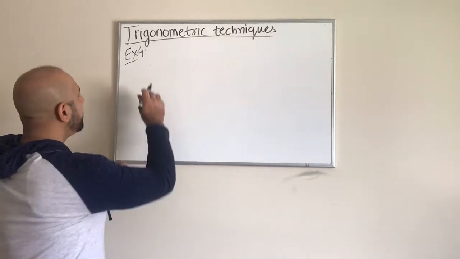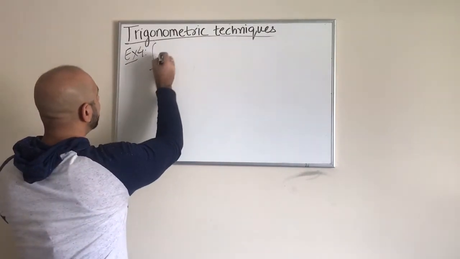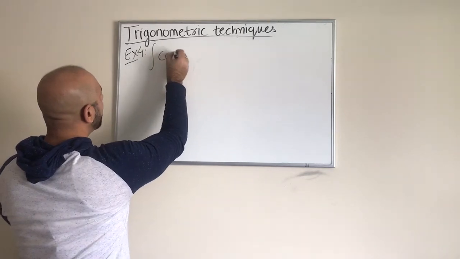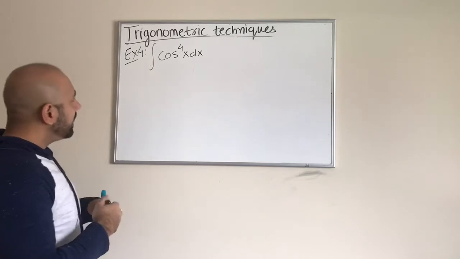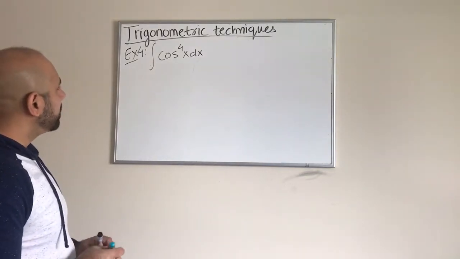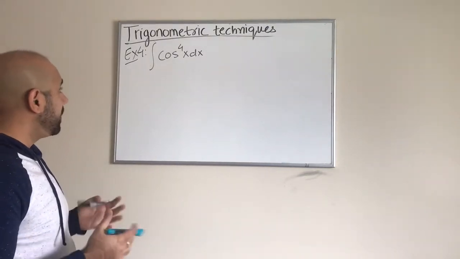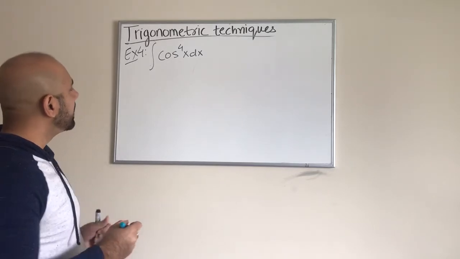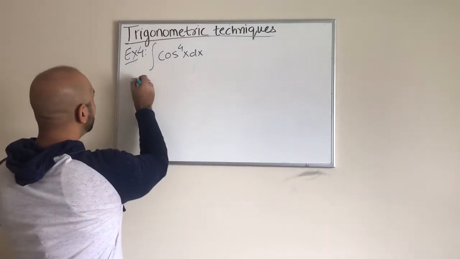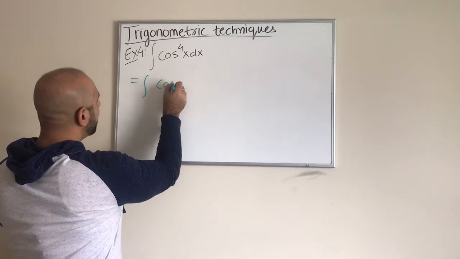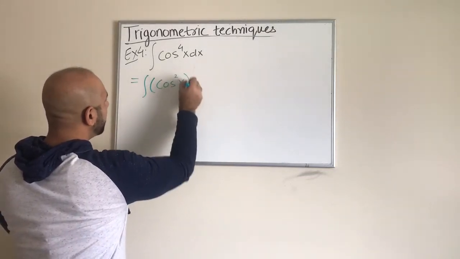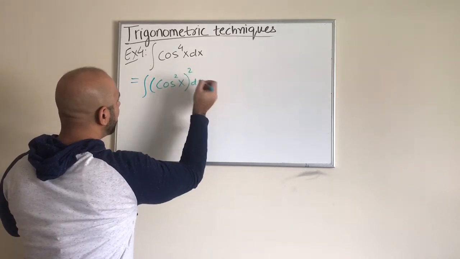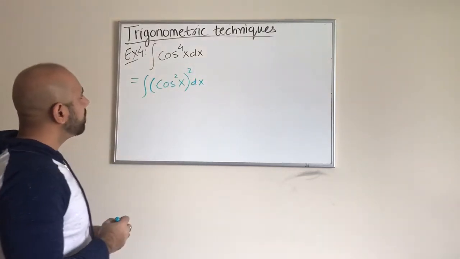Okay, so in this video I want to show you how to integrate a function which looks like this: integration of cosine to the power 4x dx. Okay, so let us try to figure this out. There are probably a few different ways of doing it, and one of the ways is to break it down as a product of cosine square x times itself. Or I'm going to square this, because 2 times 2 is 4, so I'll get back cosine 4x.